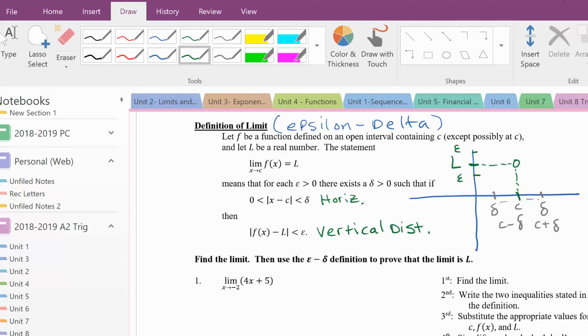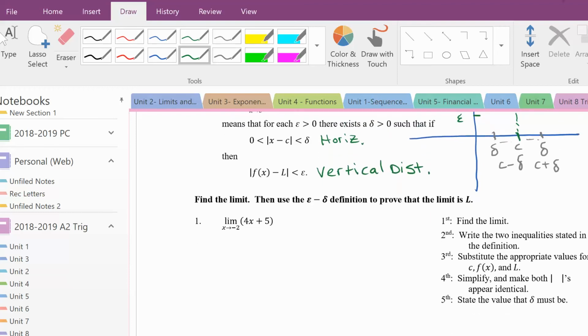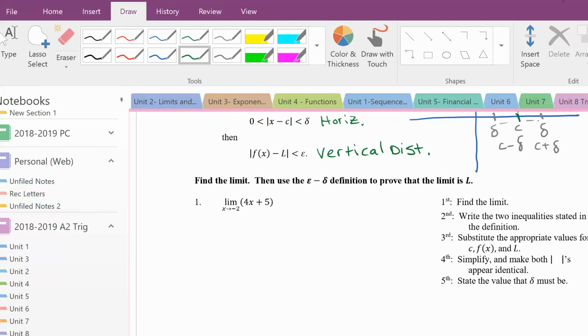So let's do some examples here. In order to prove that the epsilon-delta definition works for the limit, the first thing you need to do is find the limit. So substitute in the -2, and you get -3. So that's step one.